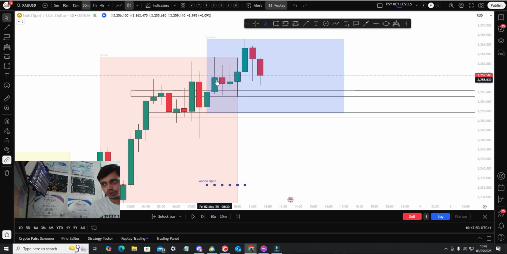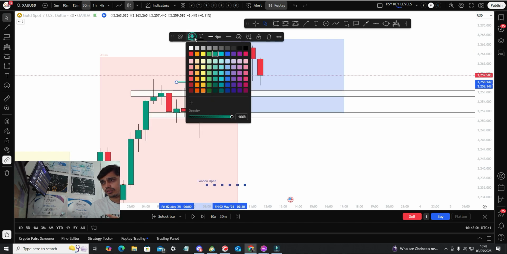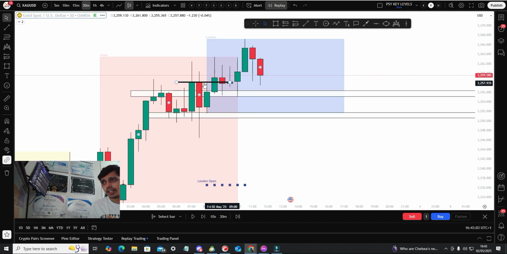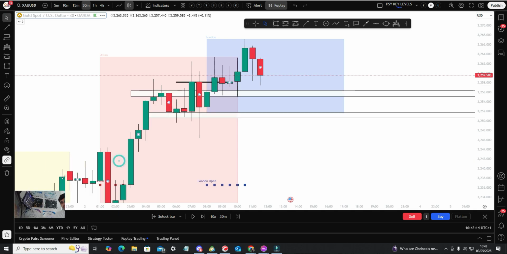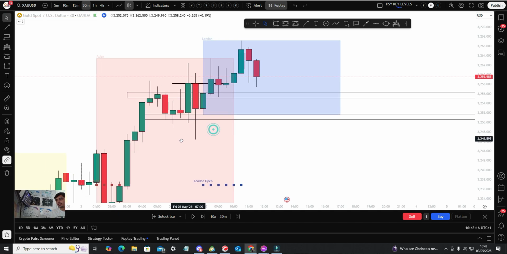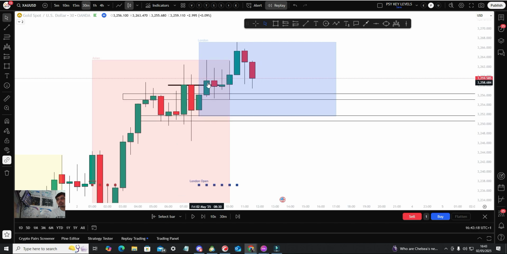Price has broken through. In the Asian session, this high was created here. I'm going to change the color of this. This high was created, and the 30 minute candle has just broken through this zone and closed, broken through the high of this. Let me minimize this so you can focus more on the charts. So we've broken and closed above here as well.